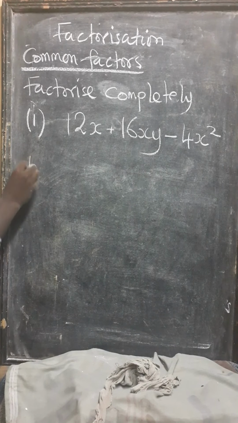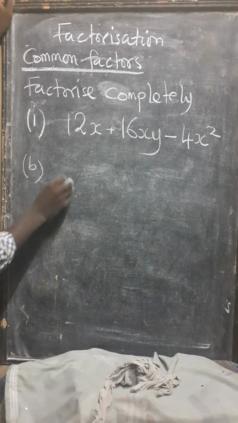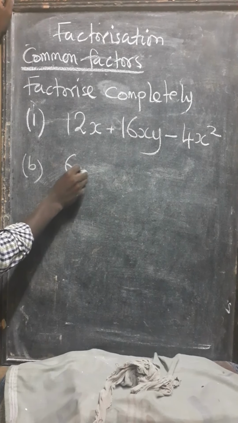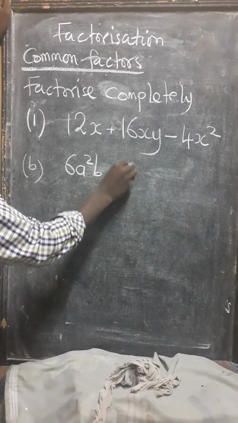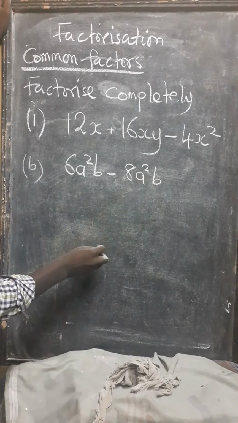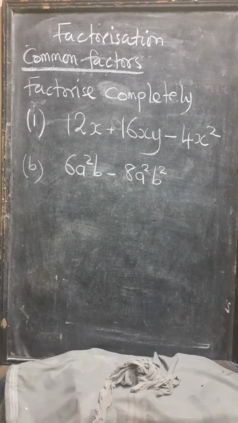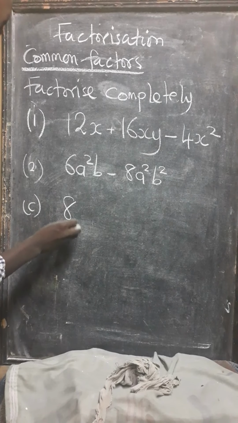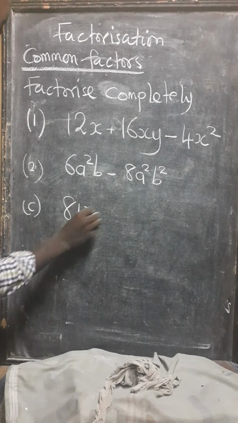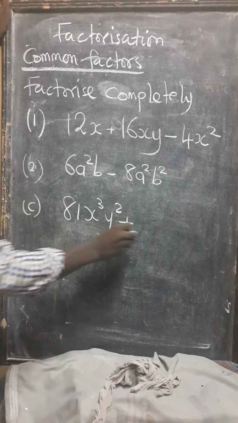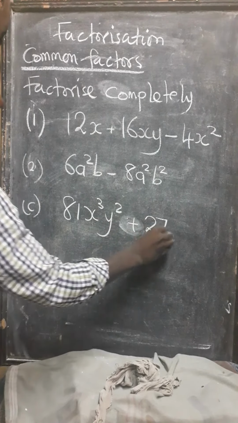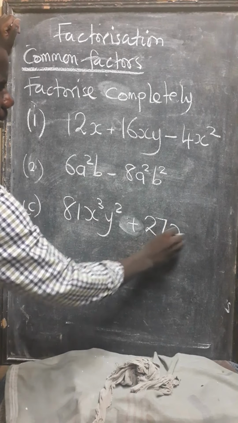Okay. B is going to be 6a squared b minus 8, okay. Well, it's supposed to be 2. Then the last one is going to be 81 plus 27x.